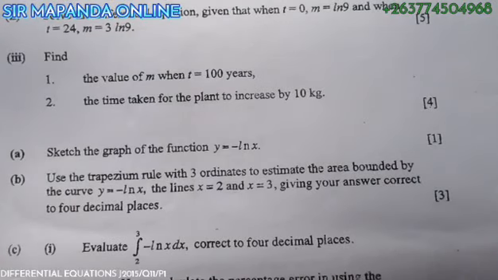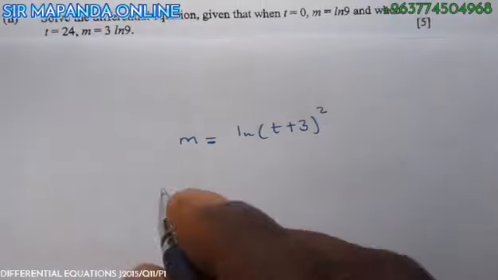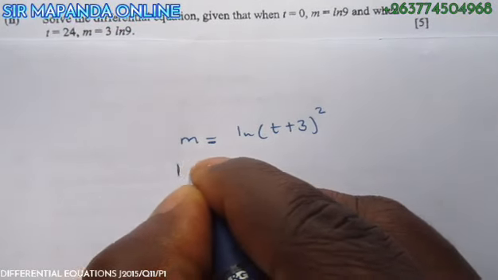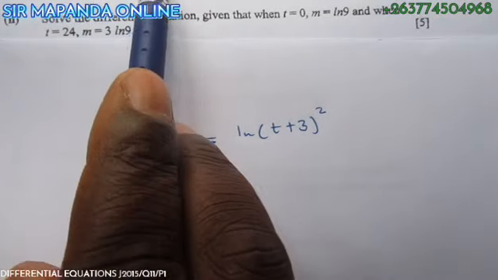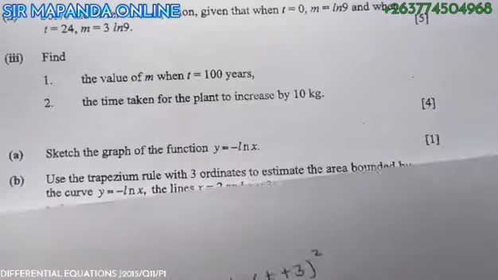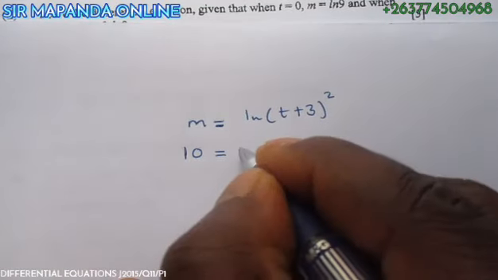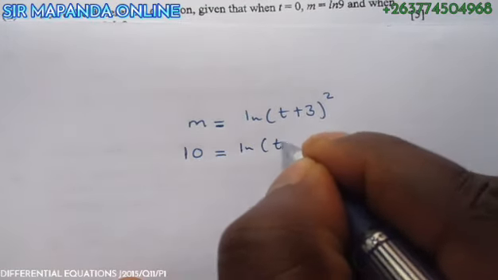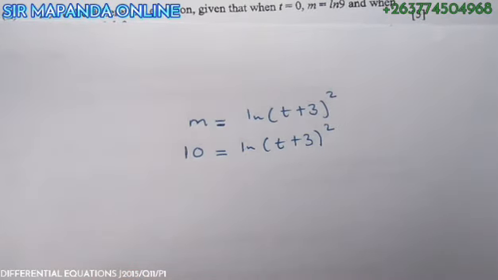Right, we are now moving on to the last part of the question. It reads, find the time taken for the plant to increase by 10 kgs. So you write your particular solution first, then you put 10 on m. Remember, m is representing the rate of increase of mass. So to increase by 10 kgs, it simply means m is 10. It's equal to ln (t plus 3) squared, something like this.